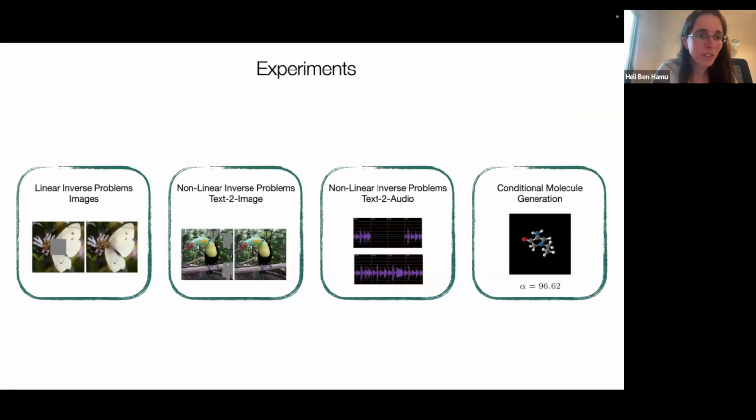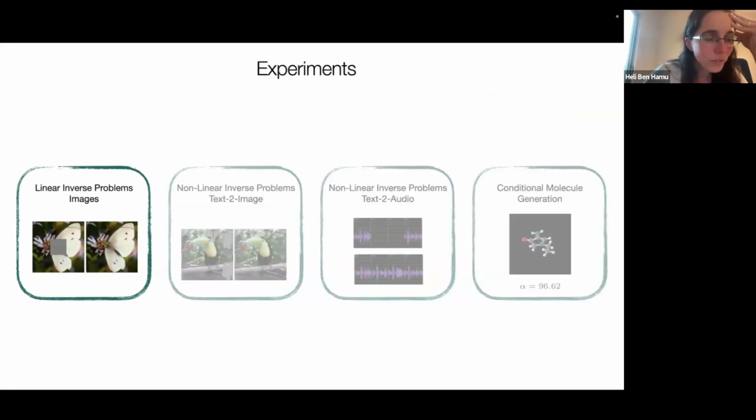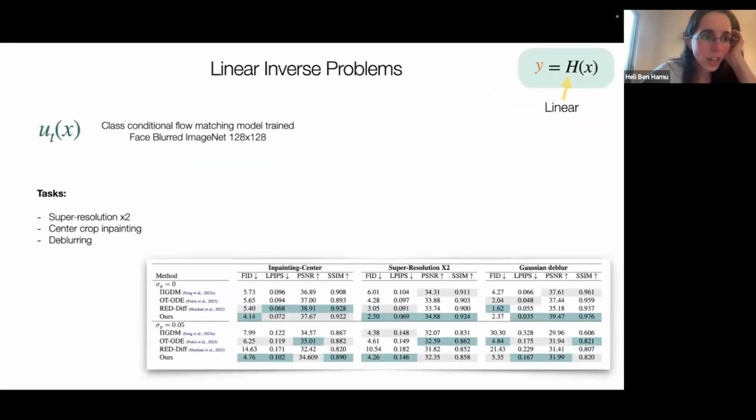So let's talk a little bit about the experiments. We don't have a lot of time. So we're first going to talk about linear inverse problems. The setting here is that we had a class conditional flow matching model trained on ImageNet 128. The tasks that we considered were super resolution, in-painting, and deblurring. And our H, our forward operator, was linear in all these tasks.